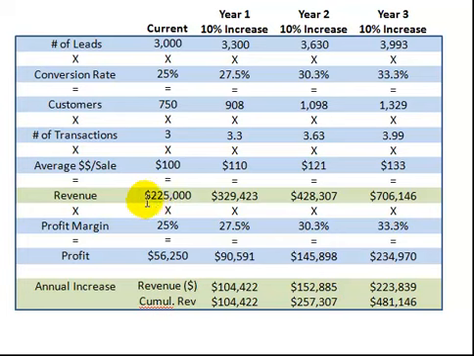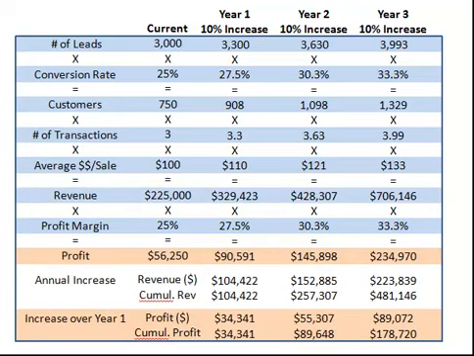A significant difference. Now, revenues are one thing, but what really counts is the profits. So let's take a look at the increase over year one. We had a $34,341 increase. That's the difference between $90,591 and $56,250. Year two was $55,307 and $89,000. That's the difference between $145 and $56. And year three, $178,000. That's the difference between $234 and $56,000.